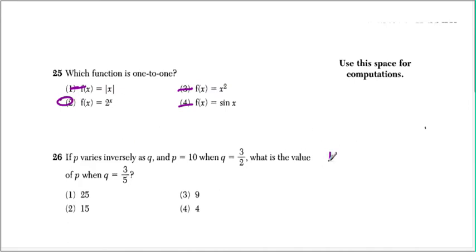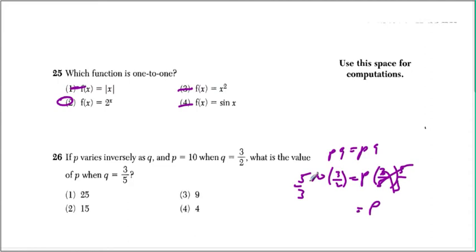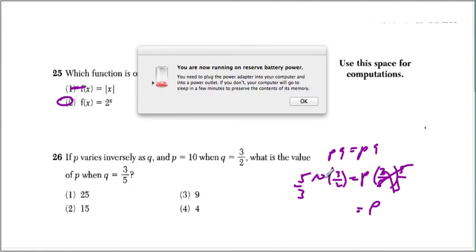Varies inversely. That's when you have PQ equals PQ. So what we have is 10 times 3 halves equals P times 3 fifths multiplied by 5 thirds. You get P is equal to half times 5, 15. So that gives us 25.